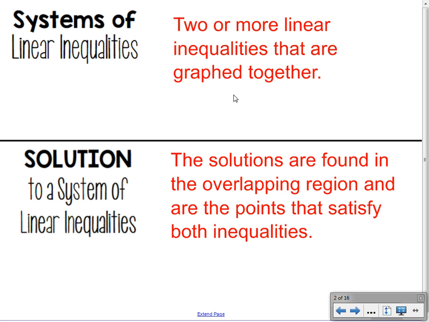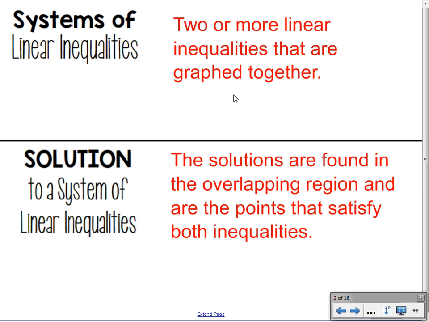Hi everybody, this video is going to talk about systems of linear inequalities. Now, the previous video talked about linear inequalities where we just had a single linear inequality. With systems of linear inequalities, we're going to have two or more that are graphed together.